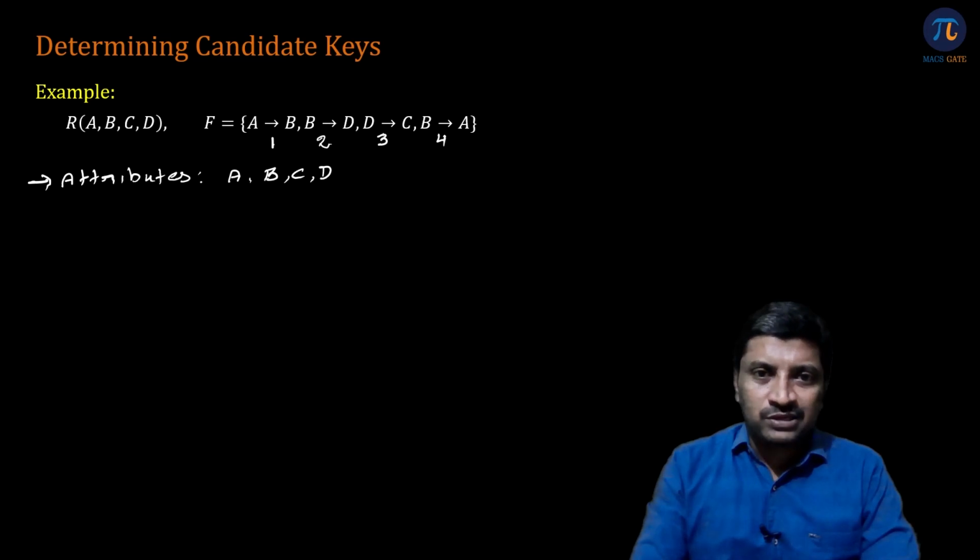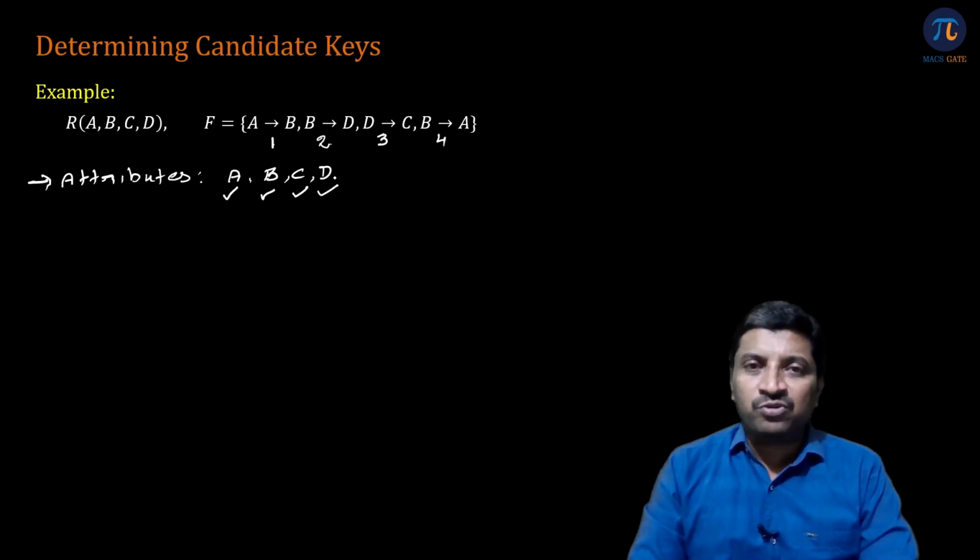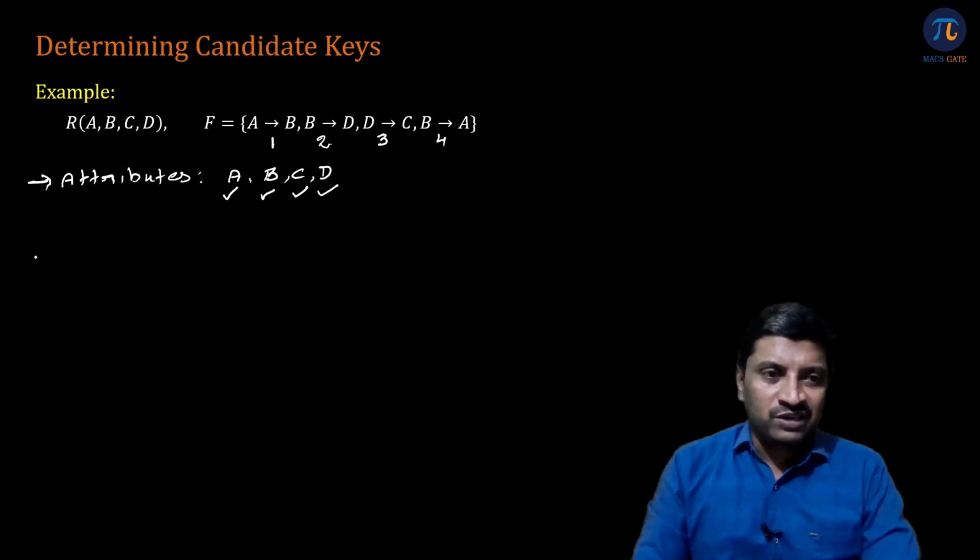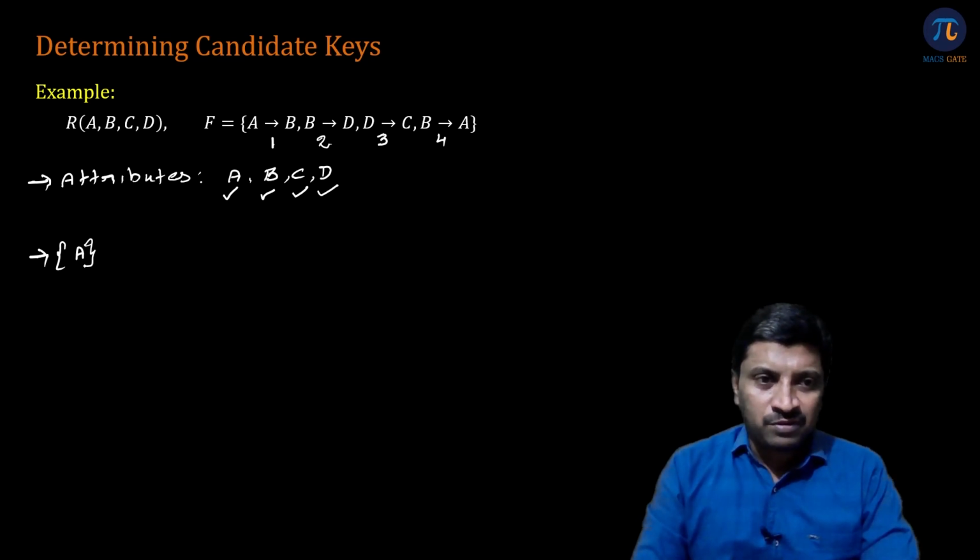Now A is present on the right side of 4 and B is present on the right side of 1. C is present on the right side of 3. D is present on the right side of 2. So every attribute is present on the right hand side of some functional dependency. So no need to include any attribute compulsorily. So let us start with the minimal set of attributes. First we consider sets with one attribute. So this is our first one. What about the second one? What about the third one, set with C? What about 4, set with D?